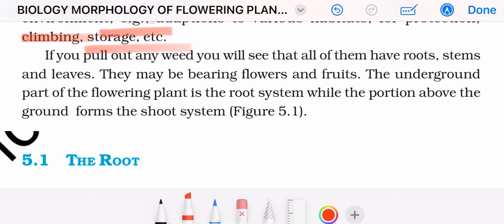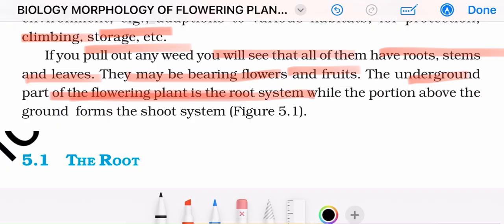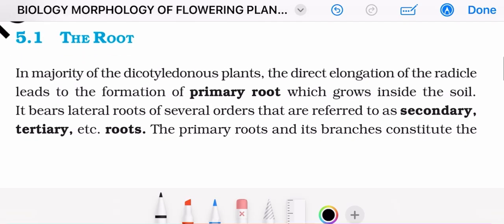If you pull out any weed, you will see that all of them have roots, stems and leaves. They may be bearing flowers and fruits. The underground part of the flowering plant is the root system, while the portion above the ground forms the shoot system. Now, the root.